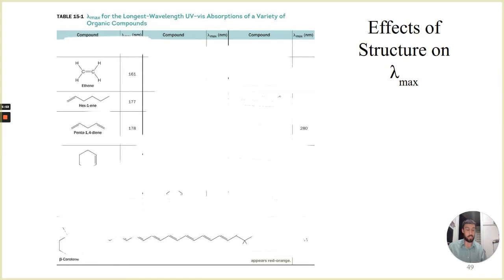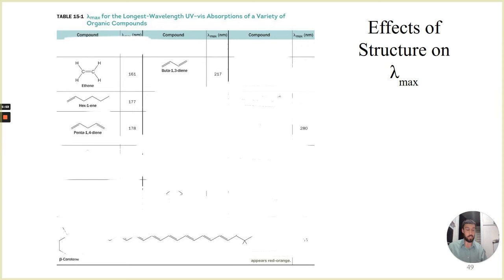Let's see, where are some conjugated ones? There's one. So now we're bringing in 2 pi bonds, right? Okay, what happens to the energy? Well, 2 pi bonds, we would expect somewhere in that 160 to 180 range. And if we look at the wavelength, oh my goodness, that jumped to 200.